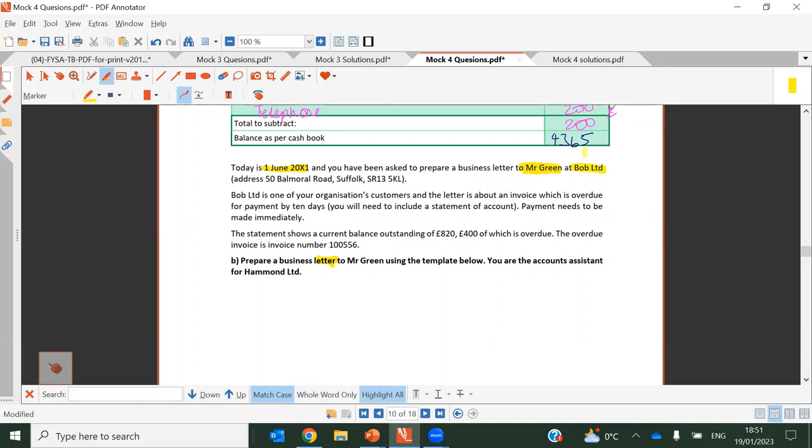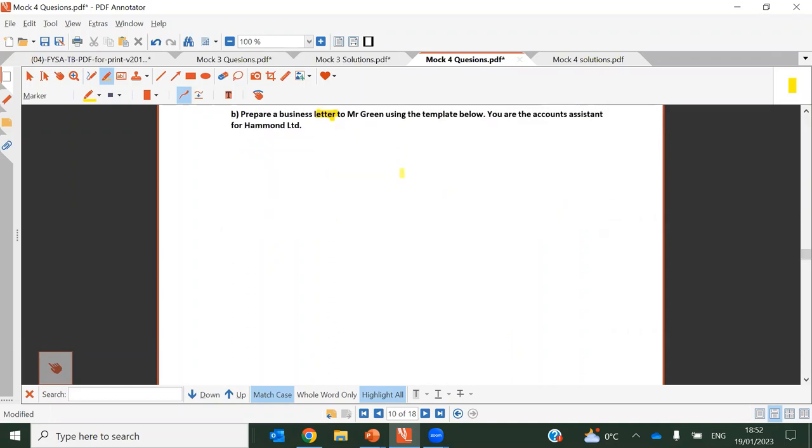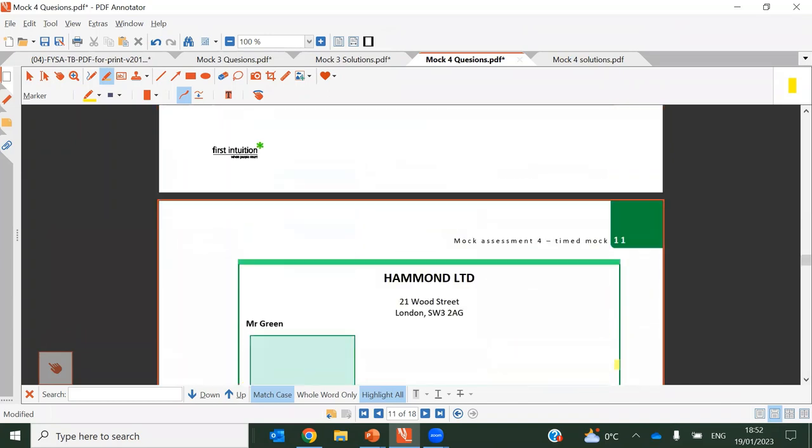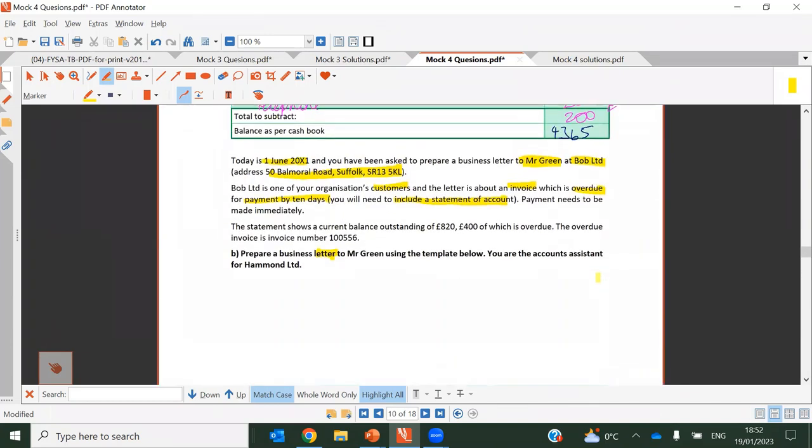We're told the name of the company, Bob Limited, and the address. So again, that is going to go into our letter. What are we writing to them about? Well, they are one of our customers. And the letter is about an invoice which is overdue for payment by 10 days. We will need to include a statement of account. So again, a couple of things we can remember about or do with that information. One, we will refer to that in the letter. We will say we are attaching a statement of account. And two, if you have an ENC box to fill in like this, we will be saying, yes, our enclosures, which is what ENC is short for, are going to be that statement of account. And we're going to say the payment needs to be made immediately.